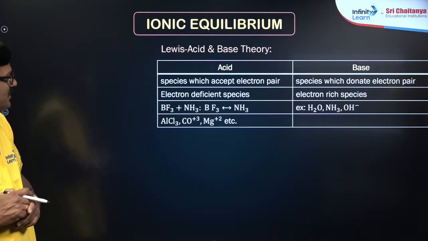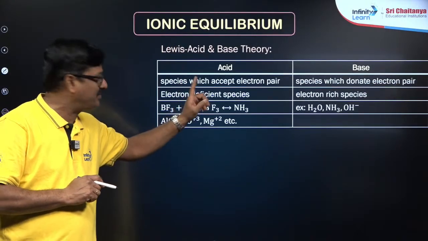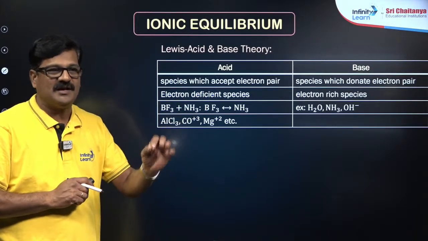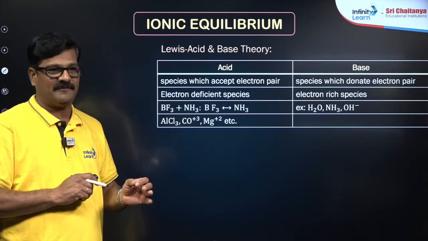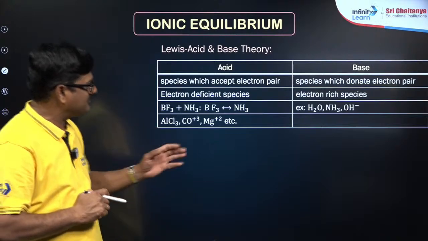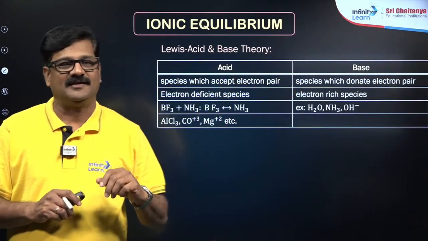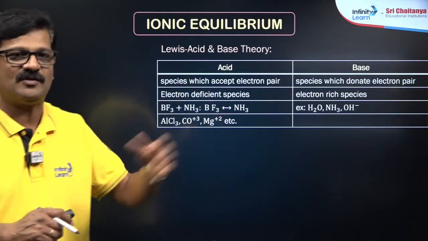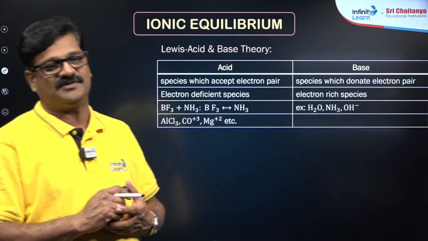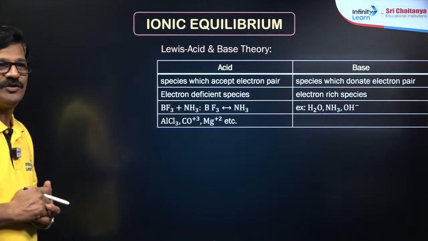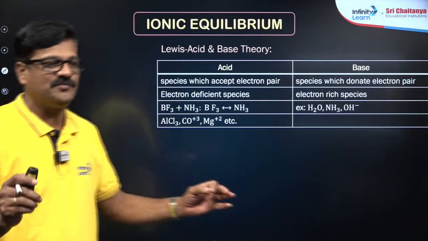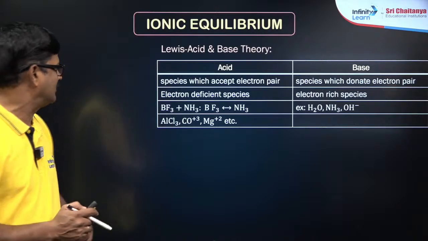Lewis acid base theory. According to Lewis acid base theory, an acid is a species which accepts an electron pair, and a base is a species which donates an electron pair. Complete transfer of electrons from a donor to an acceptor is called neutralization, so that it is going to form a coordinate covalent bond.